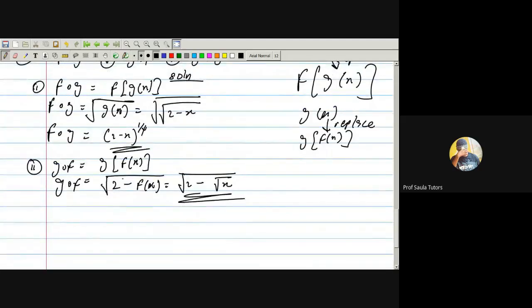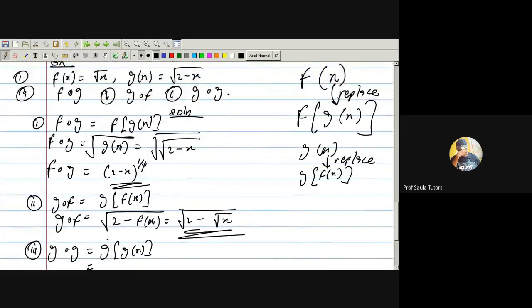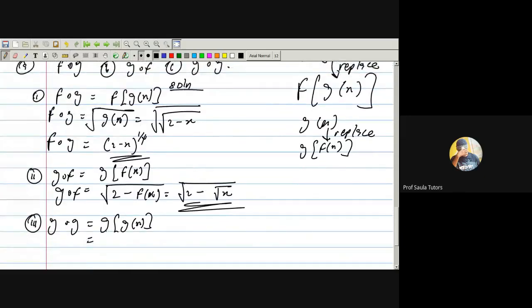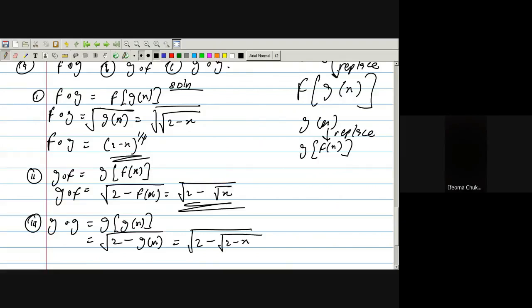And the last one, g of g. What's g of g? That's a g of x. So let's go. It means that what's my g of x? Square root of 2 minus x. Instead of me to write x, that will be g of x. So that's square root of what? 2 minus square root of 2 minus x. Exactly, that's it.